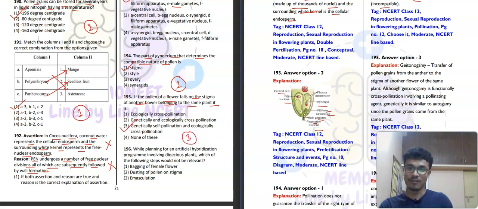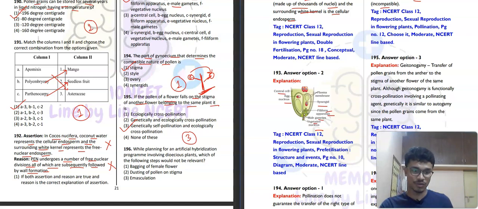If the pollen of a flower falls on the stigma of another flower belonging to the same plant, suppose this is a flower, and this is also a flower. Basically, ecologically, this is cross-pollination, but genetically it is self-pollination, because the genes of the flowers are basically the same, as these flowers are present on the same plant. So the third option will be the correct answer for this question.